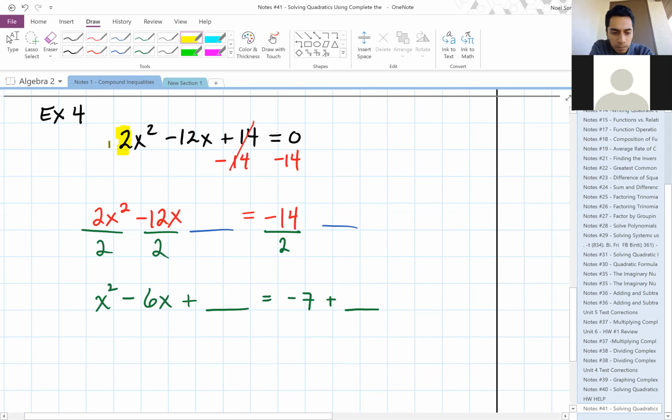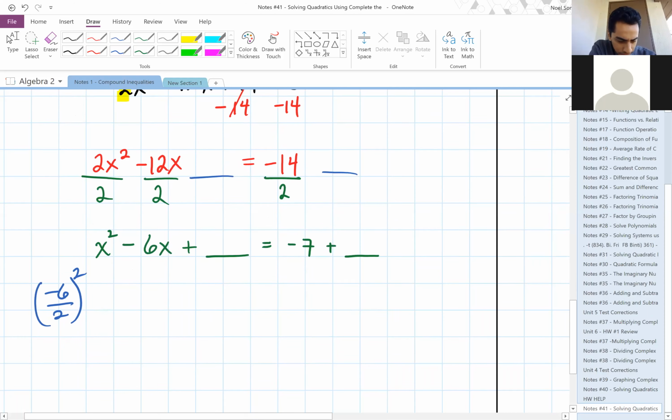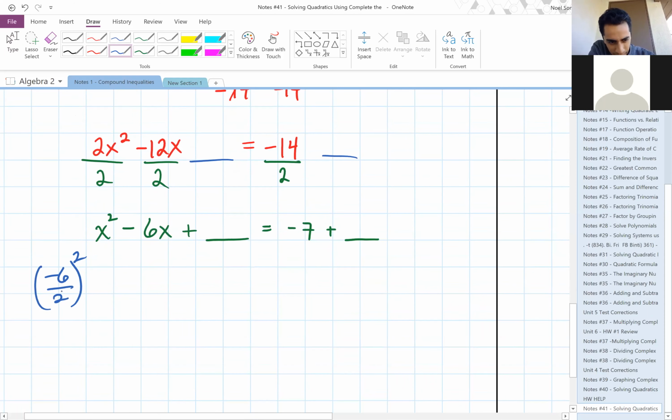Okay. All right, so now from here, I got negative 6. I'm going to take negative 6 divided by 2, and then I'm going to square it. You can see that negative 6 divided by 2 is negative 3, and negative 3 squared is equal to 9. Okay, so then we're going to go ahead and add 9 to both sides. All right.